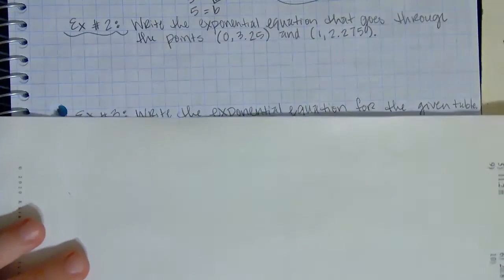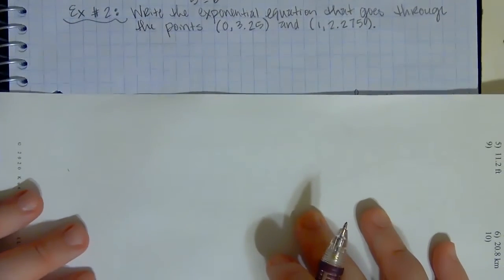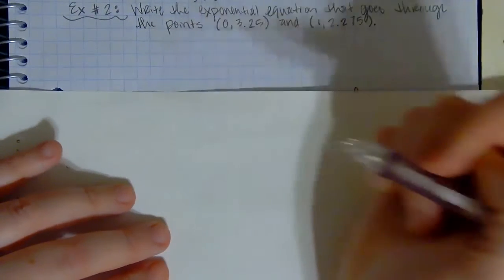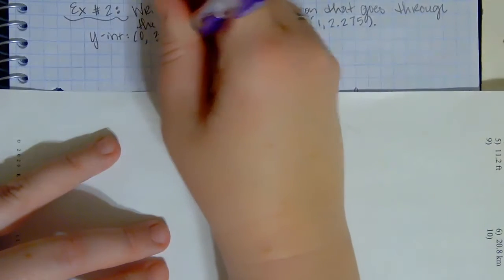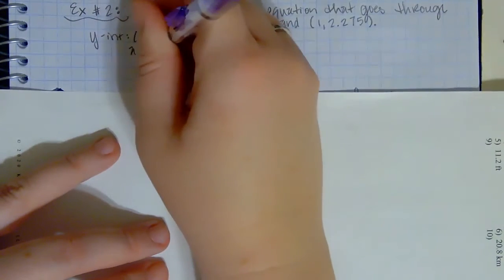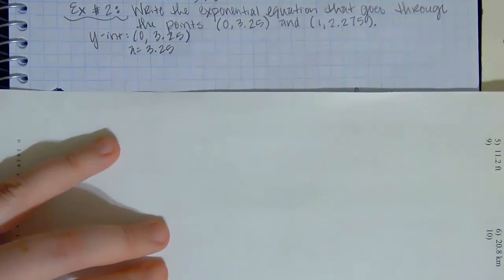Same thing. We're going to write our exponential equation again. So again, notice 0, something, that means that's the y-intercept. So my y-intercept is 0, 3.25. That means that my a value is 3.25, because I would go up 3.25. So that's my starting value.